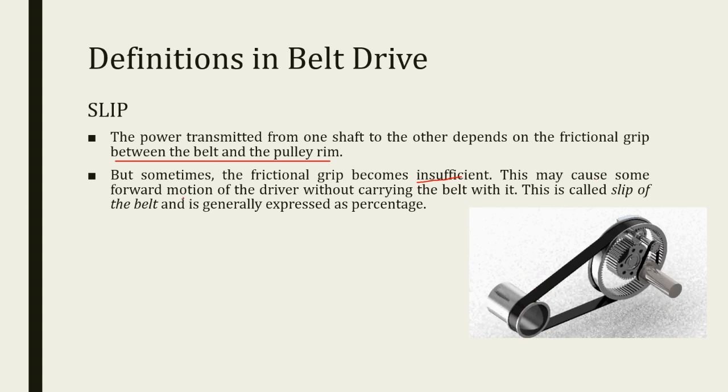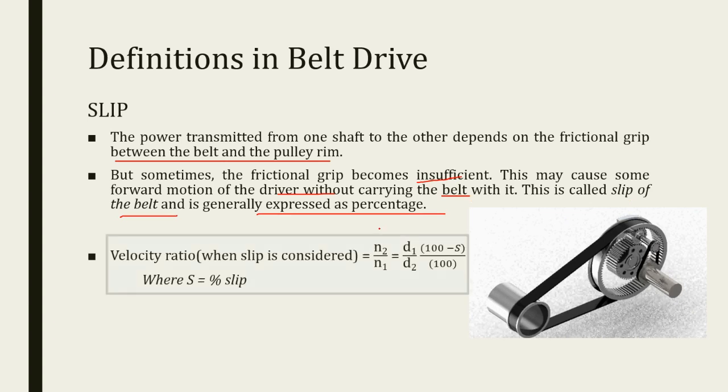That causes some forward motion of the driver without carrying the belt with it. This is called slip of the belt and is generally expressed as a percentage. How do you express slip? You express it in terms of percentage, and that is calculated as well. So it is included in the calculation of the velocity ratio. So when you are calculating velocity ratio, you need to keep these points in mind.